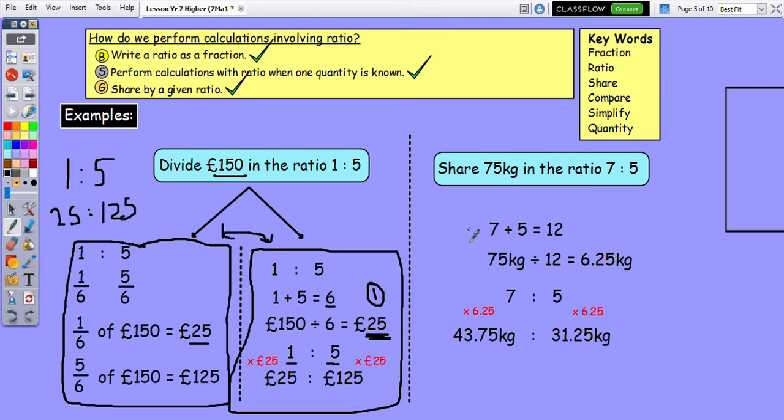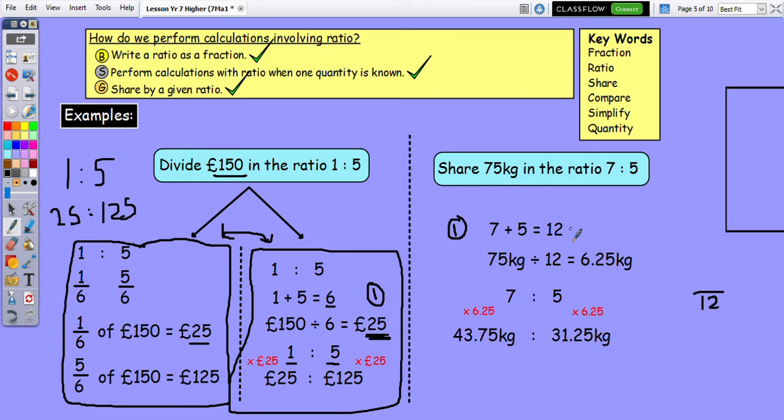So the first thing I did is that I added the ratios. Whatever they are, I added them. So 7 plus 5 is 12. So in effect I'm saying that my denominator is out of 12, or there's 12 parts that I'm going to share into this 75.